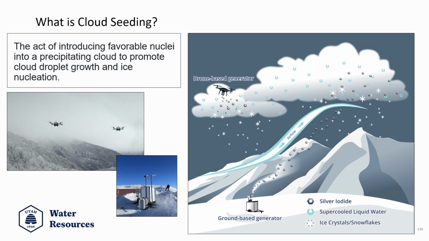But ultimately, what we're trying to do here is interact with very small supercooled liquid water droplets. So these are droplets below the freezing level that don't have the surface area or surface tension to freeze, and they don't have the ice nuclei to attach to. So we release silver iodide into the cloud, which is structurally very similar to an ice crystal, and upon contact, we allow those supercooled liquid water droplets to freeze, allowing them to grow more efficiently and ultimately leading to additional precipitation.